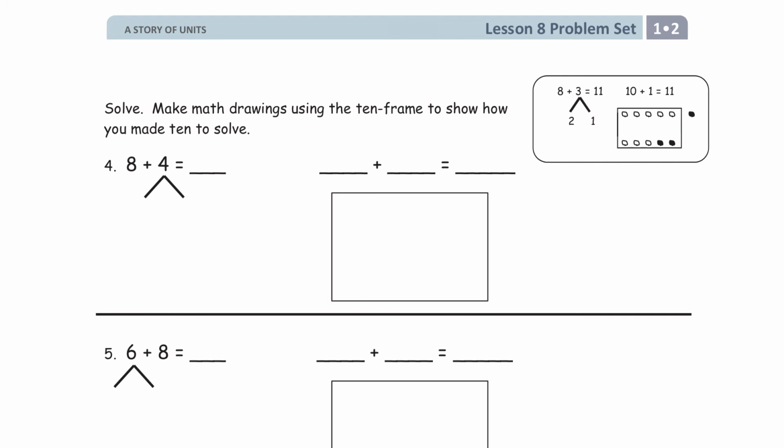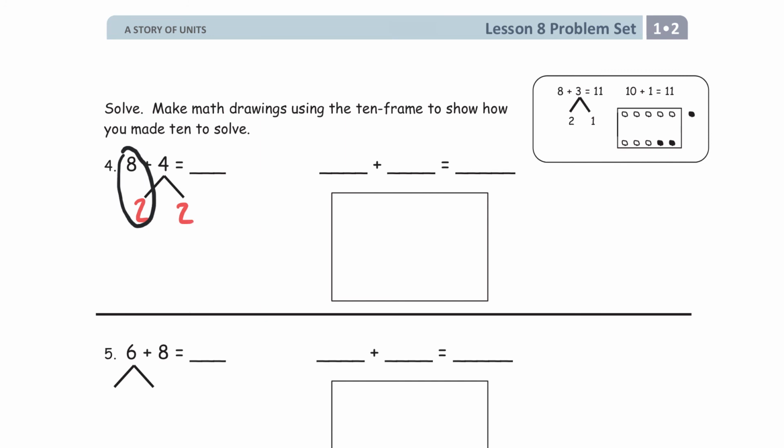So 8 plus 4, I know I need to add 2 onto my 8 in order for it to be 10. And if I take 2 out of my 4, I have 2 left over, because 2 plus 2 equals 4. So I've got my 8 and 2, which is a group of 10. And then I have my 2 left over.